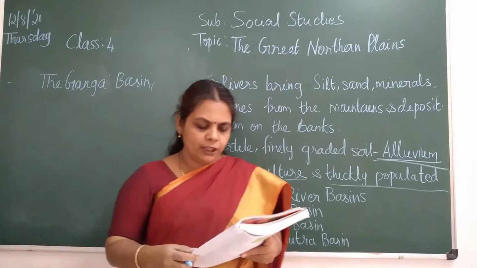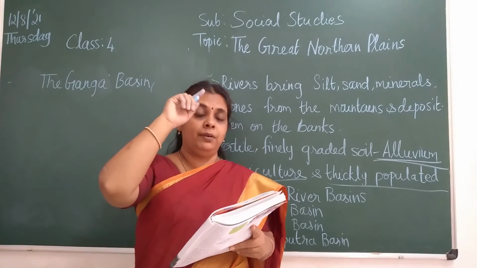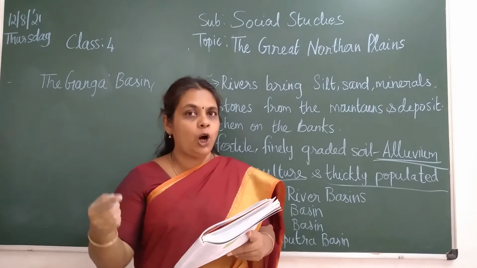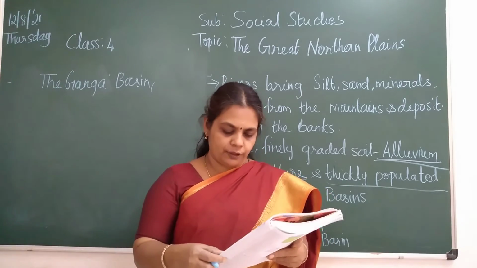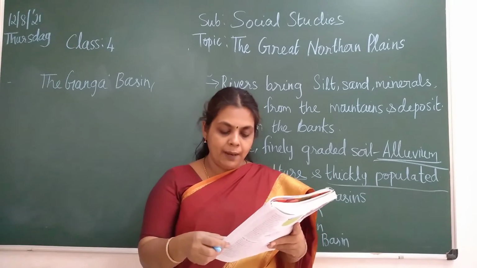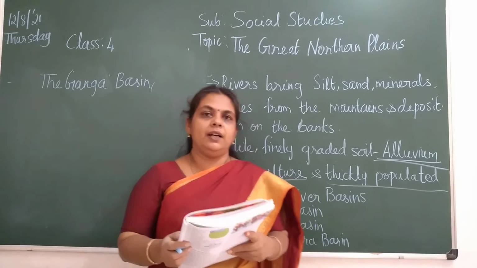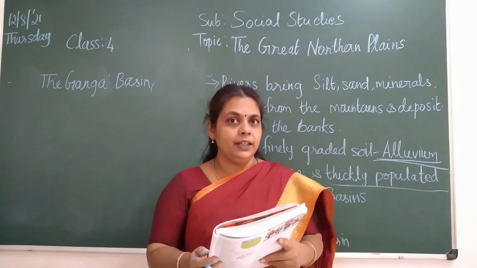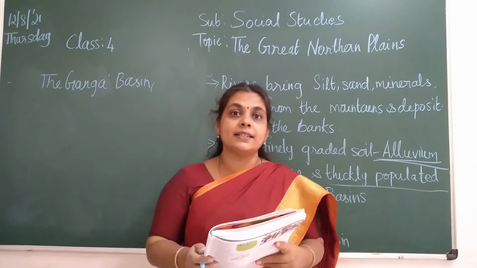So what are the states it flows through? Uttarakhand, on the Himalayan side. Uttarakhand, then Uttar Pradesh, Bihar, West Bengal. In all these places the Ganga flows, children. And the river Ganga meets the river Yamuna at Allahabad, and this place is called Sangam. Allahabad is also the birthplace of Jawaharlal Nehru. So here Yamuna and Ganga meet, children. That place is called Sangam.